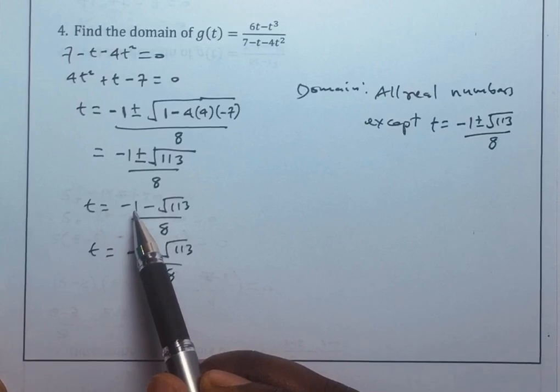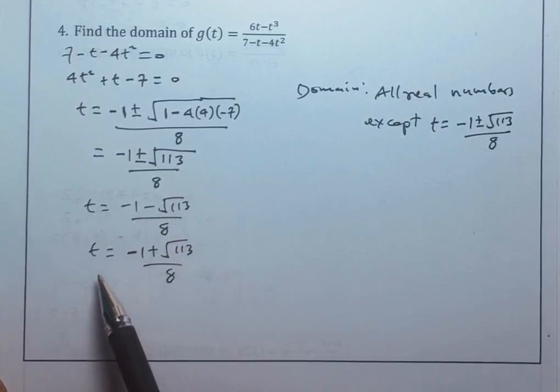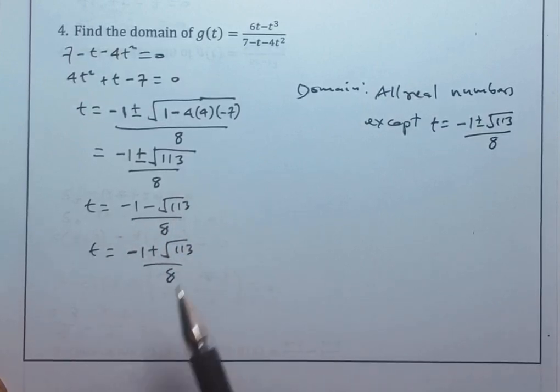When t is equal to negative 1 minus root of 113 over 8, or when t is equal to minus 1 plus the root of 113 over 8.